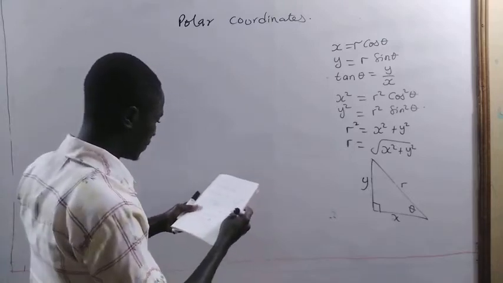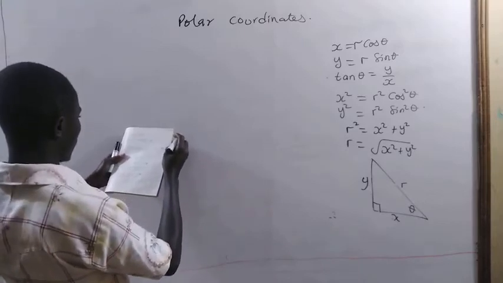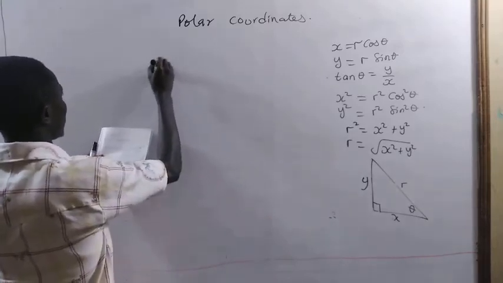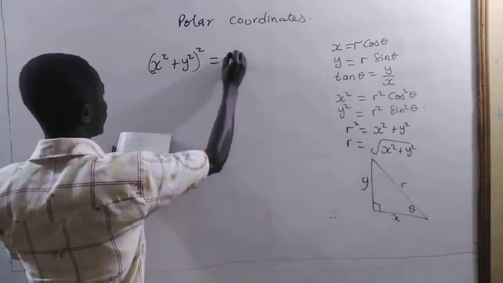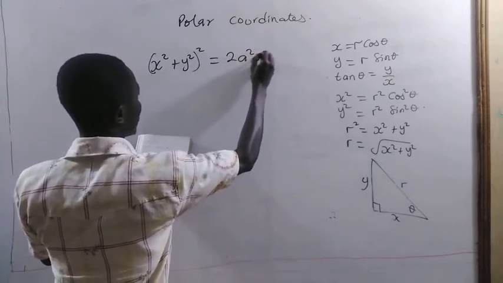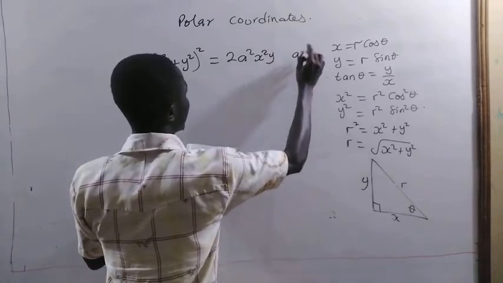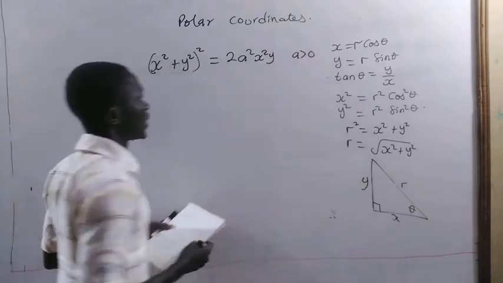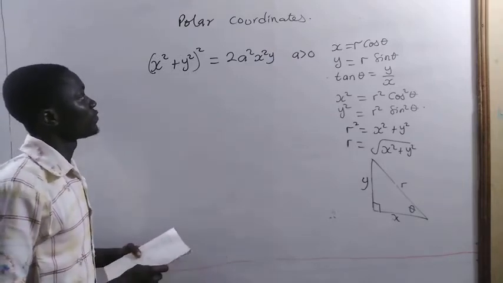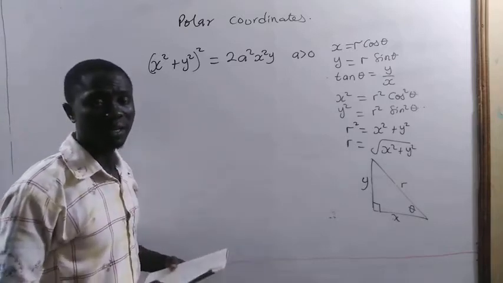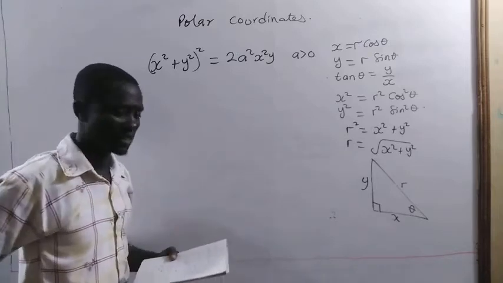If we have this question, (x squared plus y squared) squared equal to 2a squared x squared y, where a is greater than 0. How do we change this Cartesian equation to polar equation? In fact, this particular question was sent to me by Harriet Araba Isol from the University of Ghana, Legon. So let's solve this question first.